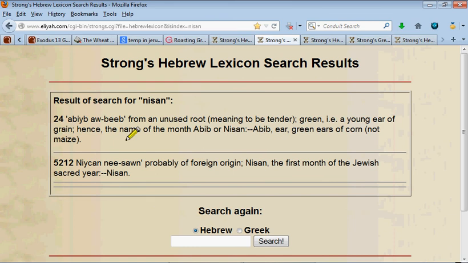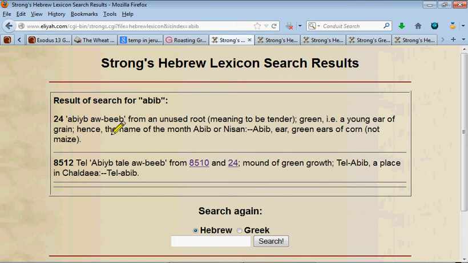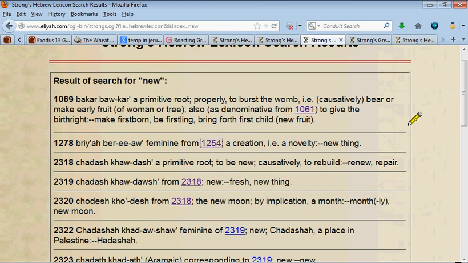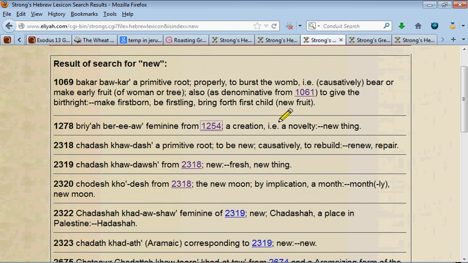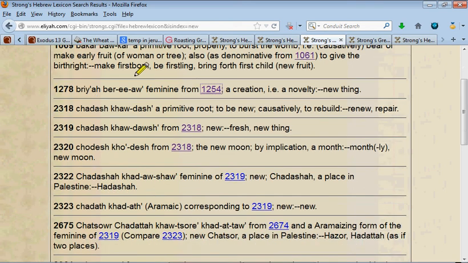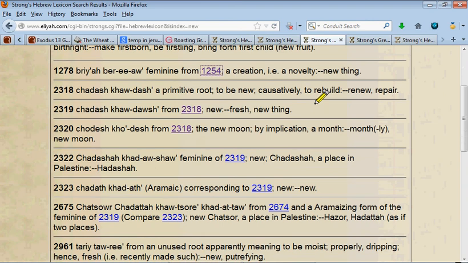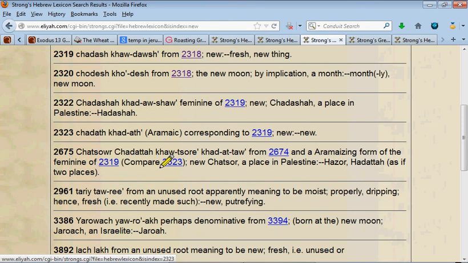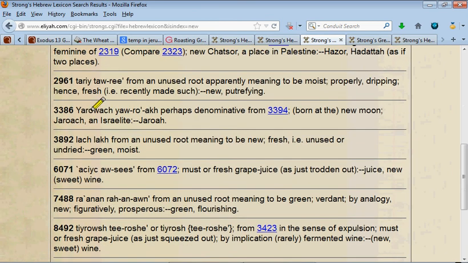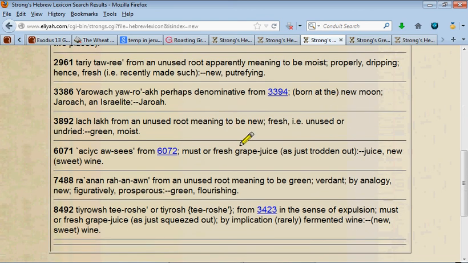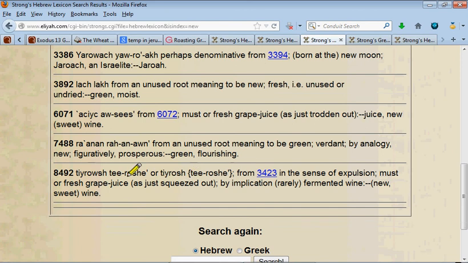Impossible. And of course, Nisan, they share from, look, Abib. Even in the Hebrew word, here, let me go back for the naysayers. Abib. Look, that's the name of the month. That's the actual Hebrew word. Green ears of corn, not maize. It's not American corn. And then we already did Nisan. Here's the search for new. Talking about the rapture. Is it going to be? I don't know. Burst from the womb. Make early fruit. Birthright, firstborn, first fruits. Creation, a new thing. New moon, a month. That can occur in any month. New, fresh, born at the new moon, fresh, and then they talk about grape juice, and green, flourishing. So that's what they're talking about. That's what the month means.